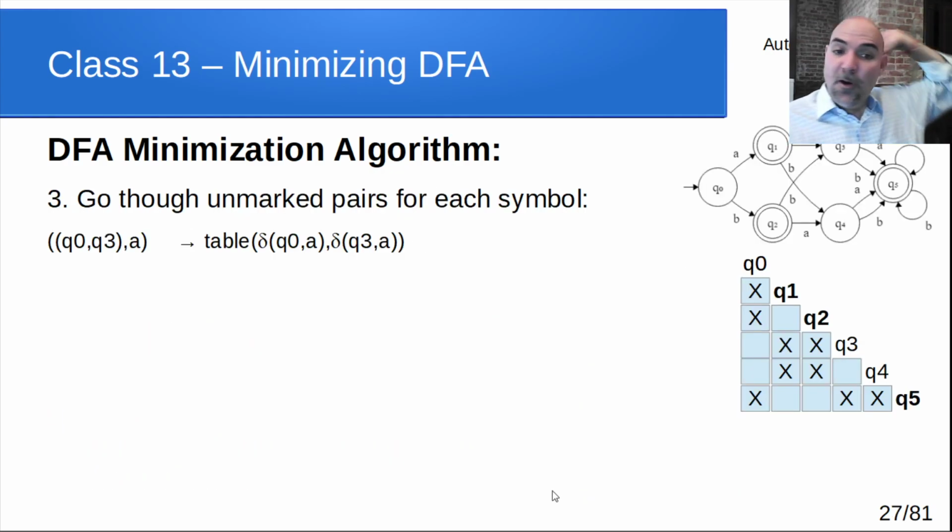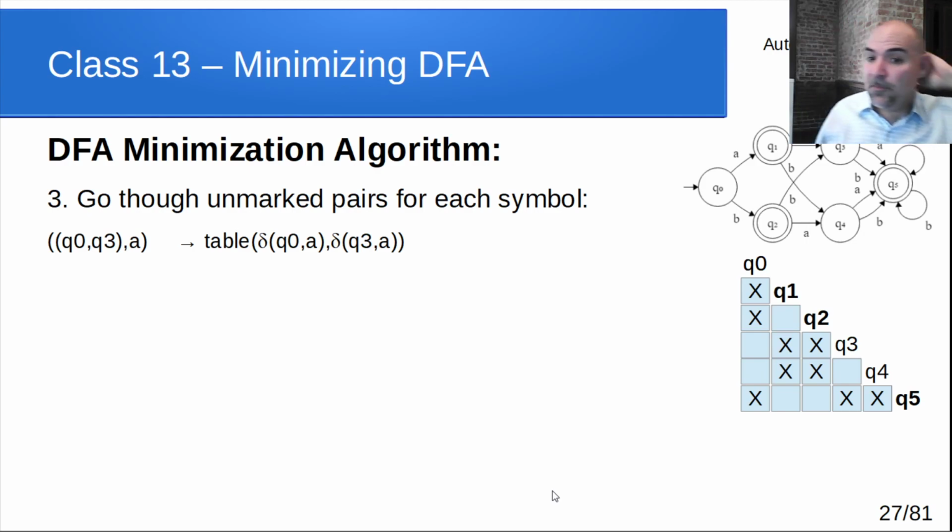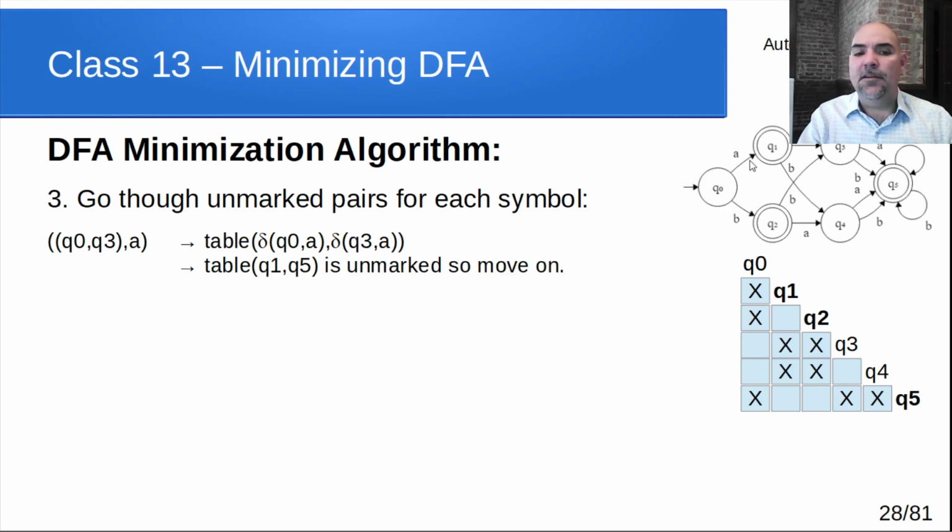Step 3, go through all unmarked pairs for every symbol. So let's start with the first one in the table. So 0, let's start on 0 here. So 0 versus 3 on A. Well, we look up the transition function. So 0 on A went to 1, and 3 on A went to 5. So then we look up in the table at 1 and 5. So 1 versus 5, there's 1 versus 5. That's unmarked, so we go ahead and move on.